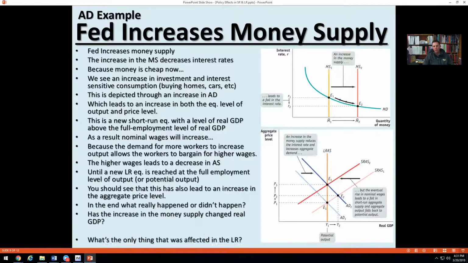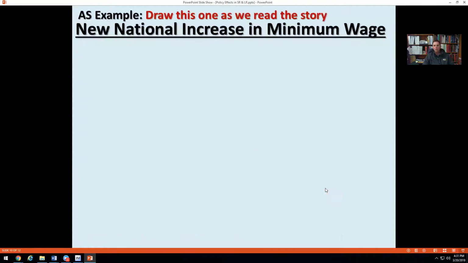In the end, what really happens? Increase in the money supply to real GDP. What's the only thing that was affected? And we know that to be the price level. Real GDP unaffected. Interest rates unaffected. Unemployment unaffected. We were doing well with unemployment, and then we came back. So unemployment also unaffected. So now I'll go ahead and draw this one along with the story.